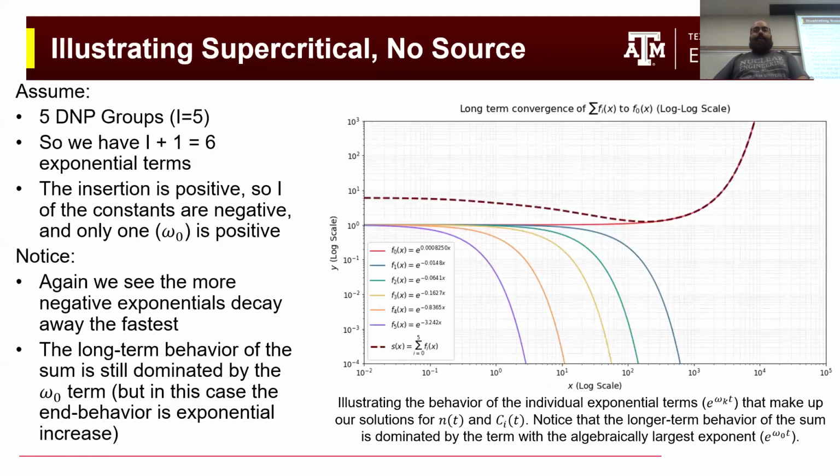And so this is a plot illustrating that, where it's the same setup. The only difference is that I've made this first time constant be positive. So notice again, all of the negative ones decay away. The most negative ones decay away the fastest, and the least negative ones take a little bit longer to decay away. But eventually, the behavior of my sum, which is the actual solution, is the sum of all of those exponentials, and that long-term behavior just gets dominated by the term that has the algebraically largest time constant.